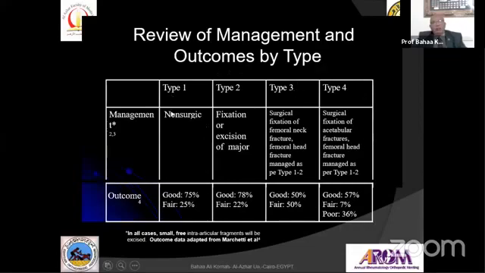In the management, type 1 non-surgical treatment gives a good result in 75%. Type 2, fixation or excision of the fragment, also a good result, 78%. Type 3, which is type 1 or type 2 with a fractured neck, gives 50%. And type 4, which is type 1 or type 2 with a fractured acetabulum, gives 57% for the treatment with over-reduction.